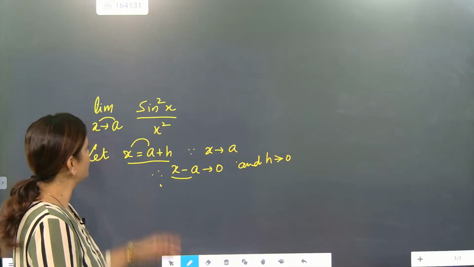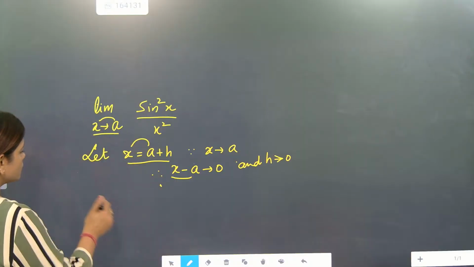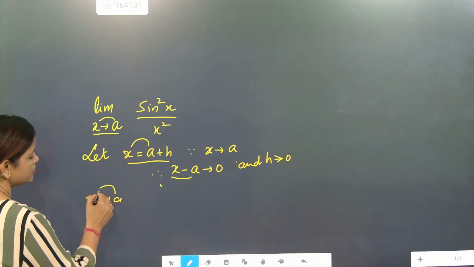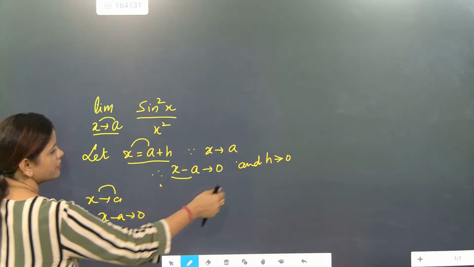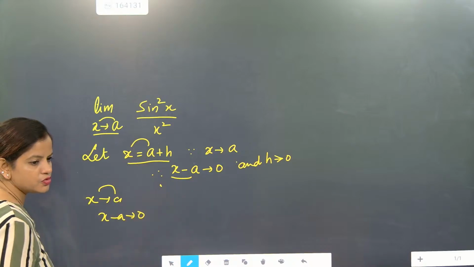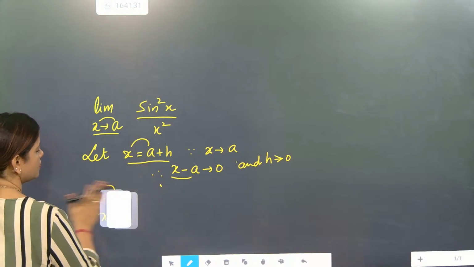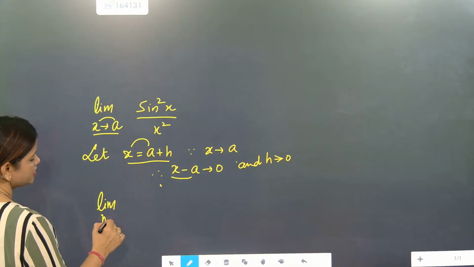a minus 1. Check it right here, x tends to a is there. So when x tends to a is there, if we shift this side, x minus a tends to 0. So that means x minus a will become h, because x minus a is equal to h and h will tend to 0. Simple concept.